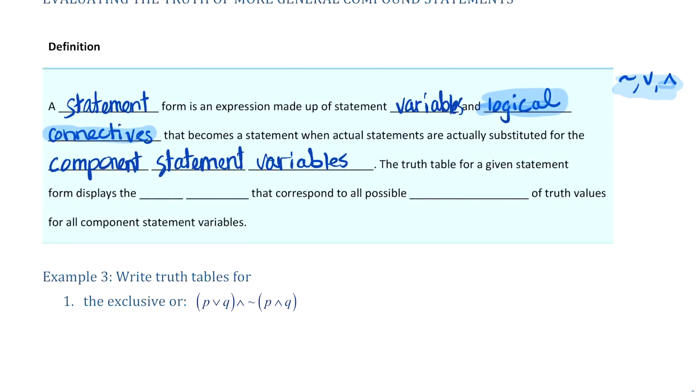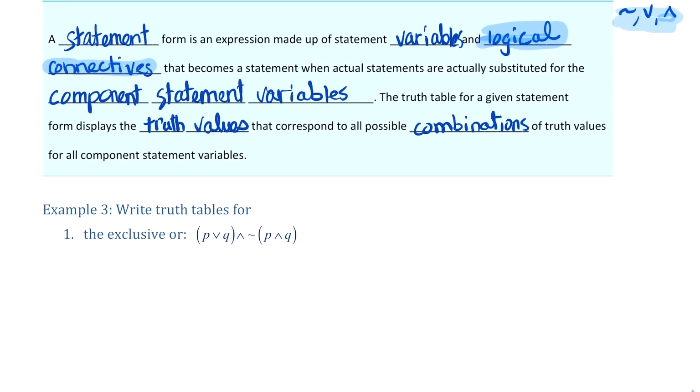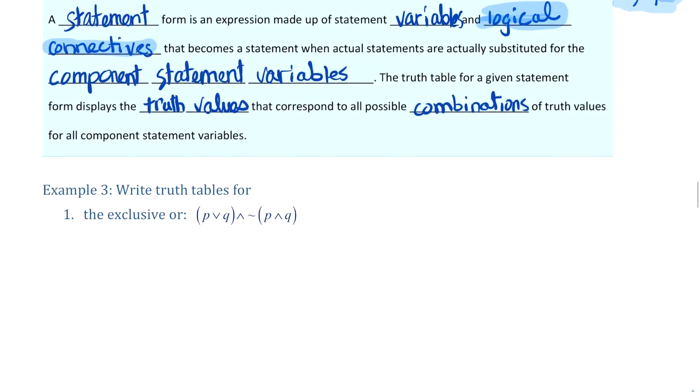The truth table for a given statement form displays the truth values that correspond to all possible combinations of truth values for all component statement variables. All right? So it's easier shown than explained just verbally. So let's check it out.